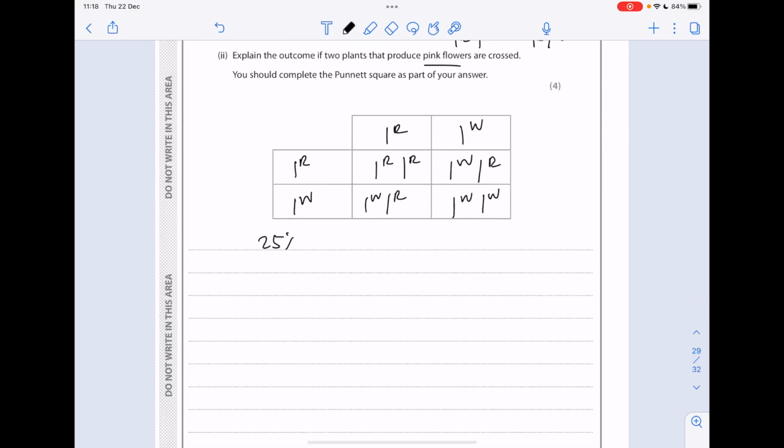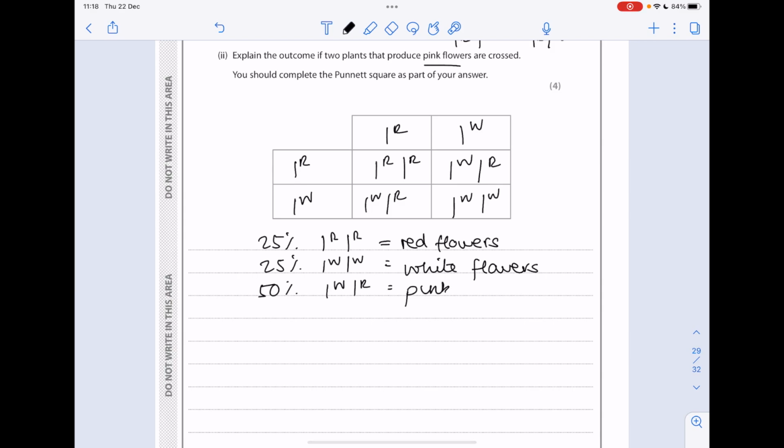So we have 25%, which are IRIR, so red flowers. Really take the time to link these phenotypes and genotypes. 25% are IWIW, so white flowers. And then finally 50% are IWIR, which is pink flowers. And by doing all that, I know I've guaranteed myself 4 marks.